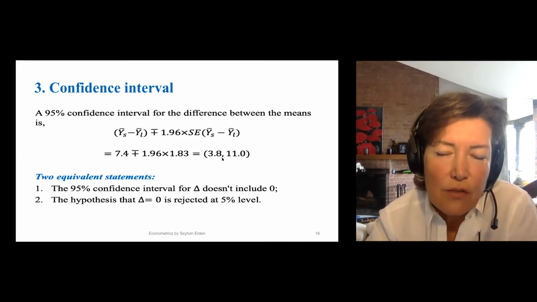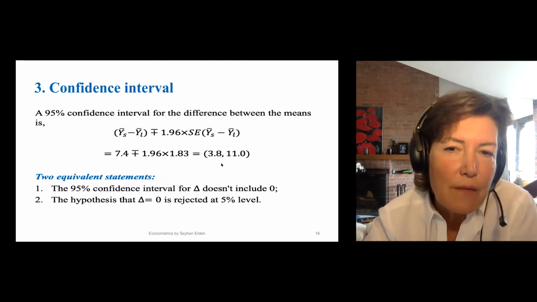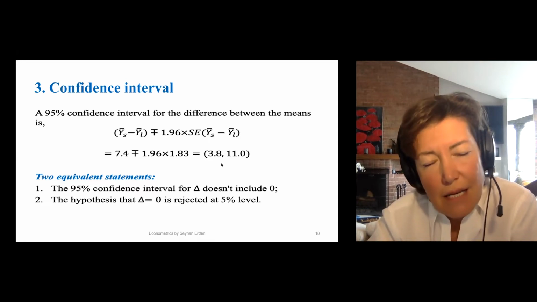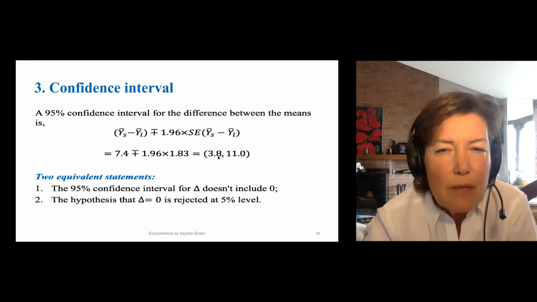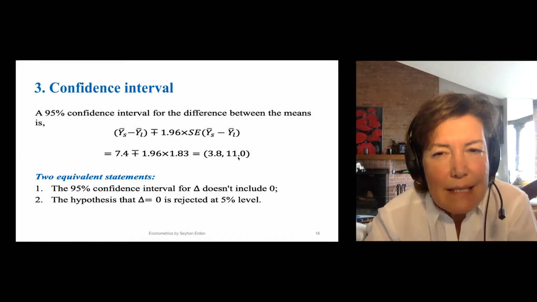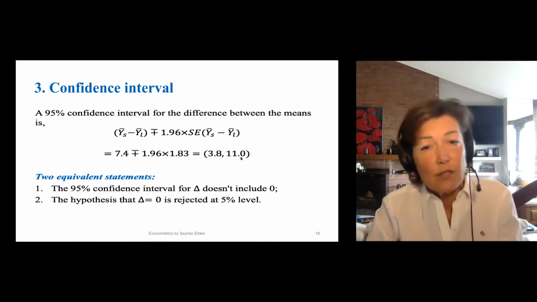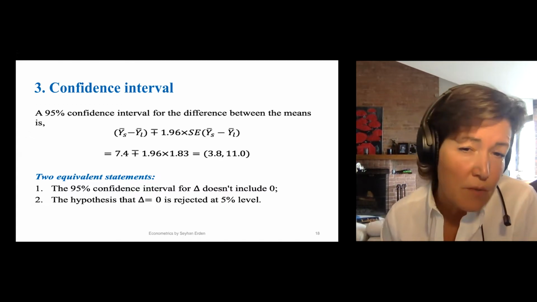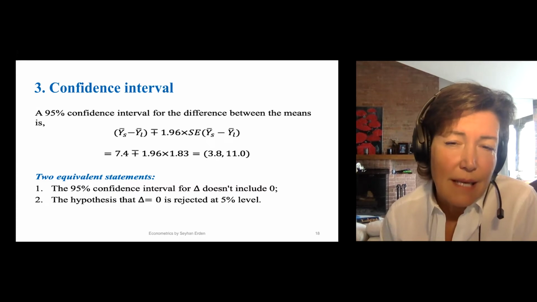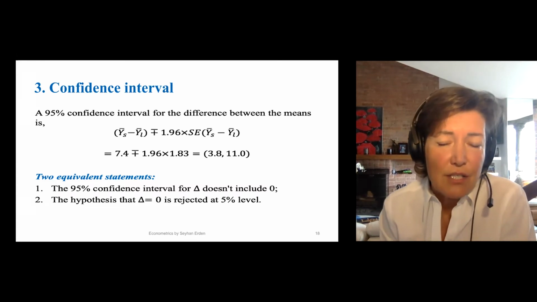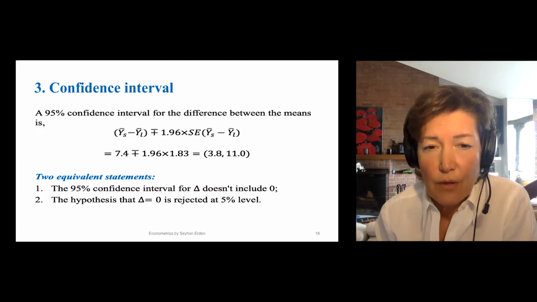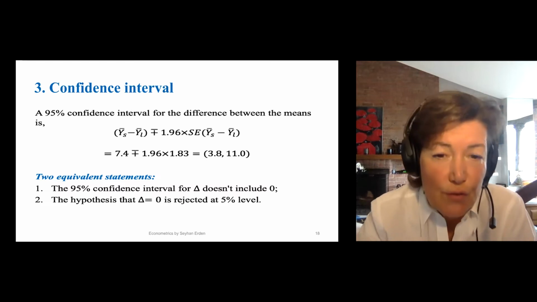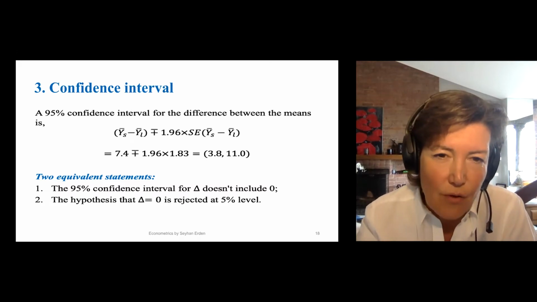What does the confidence interval say? Well, this is coming from a population: the difference between small class and large class test score is going to be somewhere between 3.8 and 11 points. That doesn't include 0. So that's the same thing as saying we reject the hypothesis that the difference between small class and large class is actually 0. We reject that, which means that there is a significant effect of student-teacher ratio on test score.